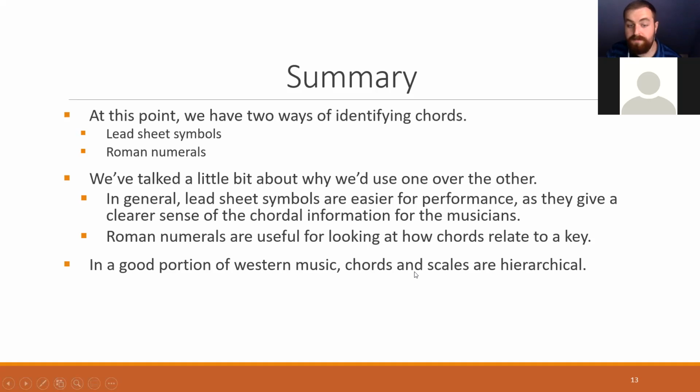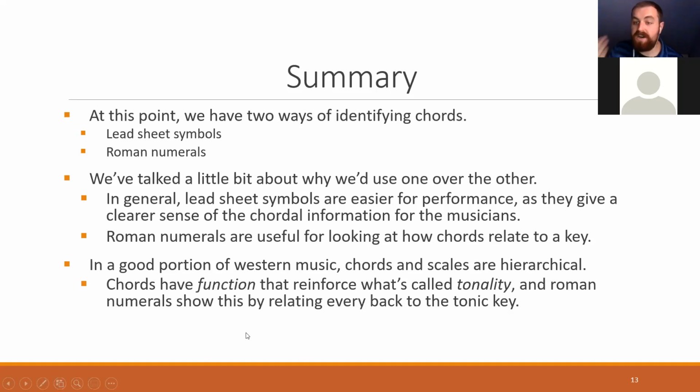In a good portion of Western music, chords and scales are hierarchical. So chords have function that reinforce what we call tonality. And Roman numerals show this by relating everything back to the tonic key. In a tonal system, in tonality, in a diatonic system, these are all synonymous terms. The 1 chord, scale degree 1, the tonic chord, is the very, very top of a pyramid.